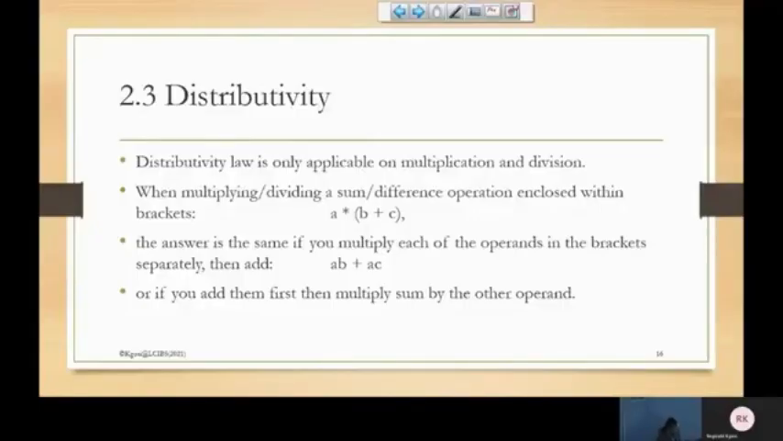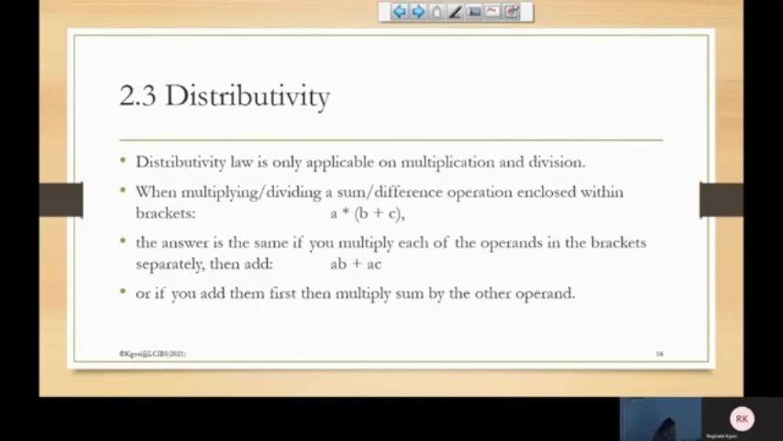The first one there, A times, see that's the multiplication, on an addition, B plus C. What this means is you can either do the BODMAS by adding the B and C first to get the answer, and then multiplying that answer by A. You can do it that way, it'll give you the result.